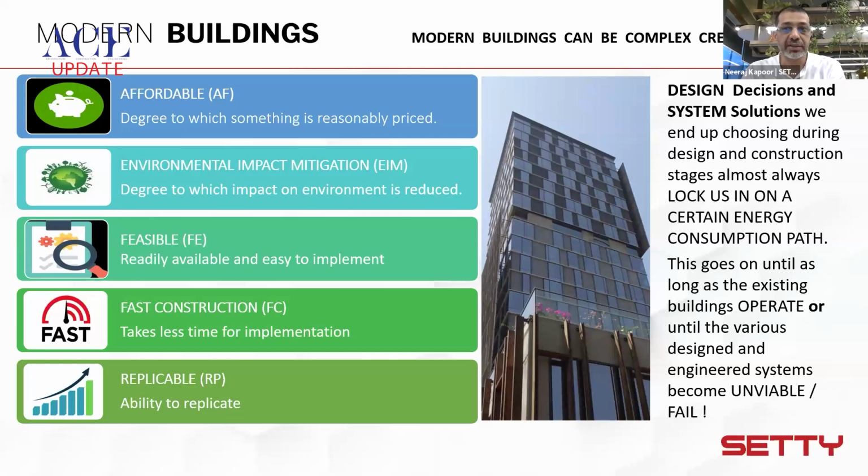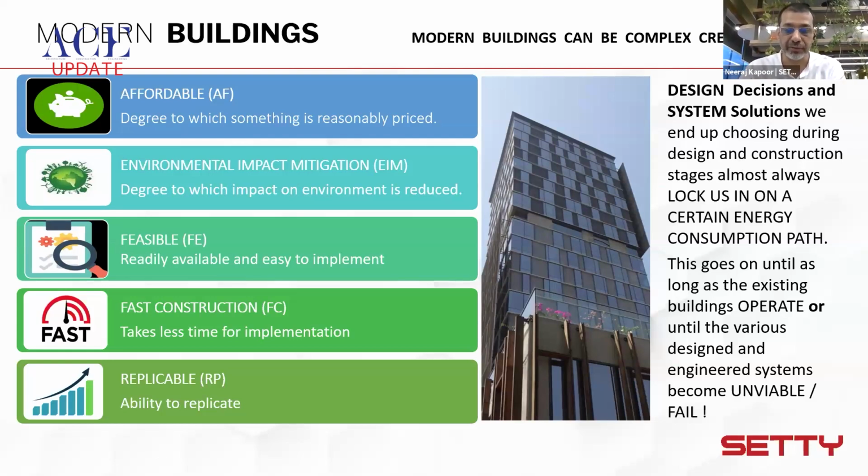Modern buildings are complex creatures. Whatever choices you're making for design, or the system solutions that you might be thinking through, need to look at affordability, environmental impact, whether it is feasible to construct and how fast can you construct, and what impact it will have. Is it replicable, and so on. So what are the emerging technologies really that you can focus on while looking at envelopes?